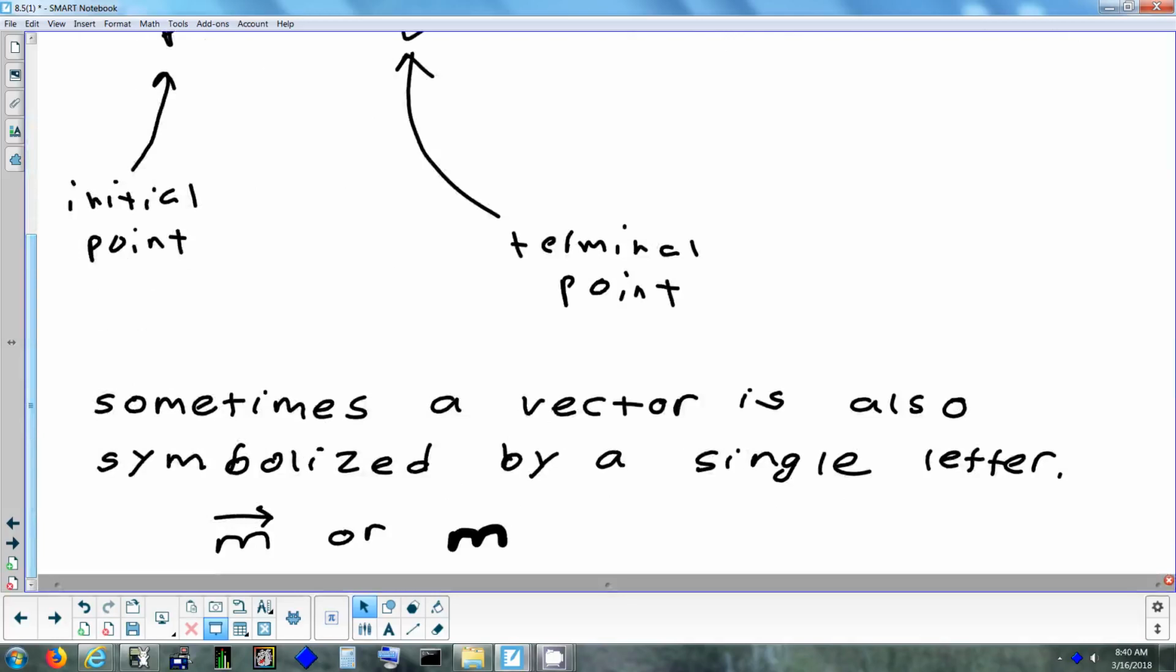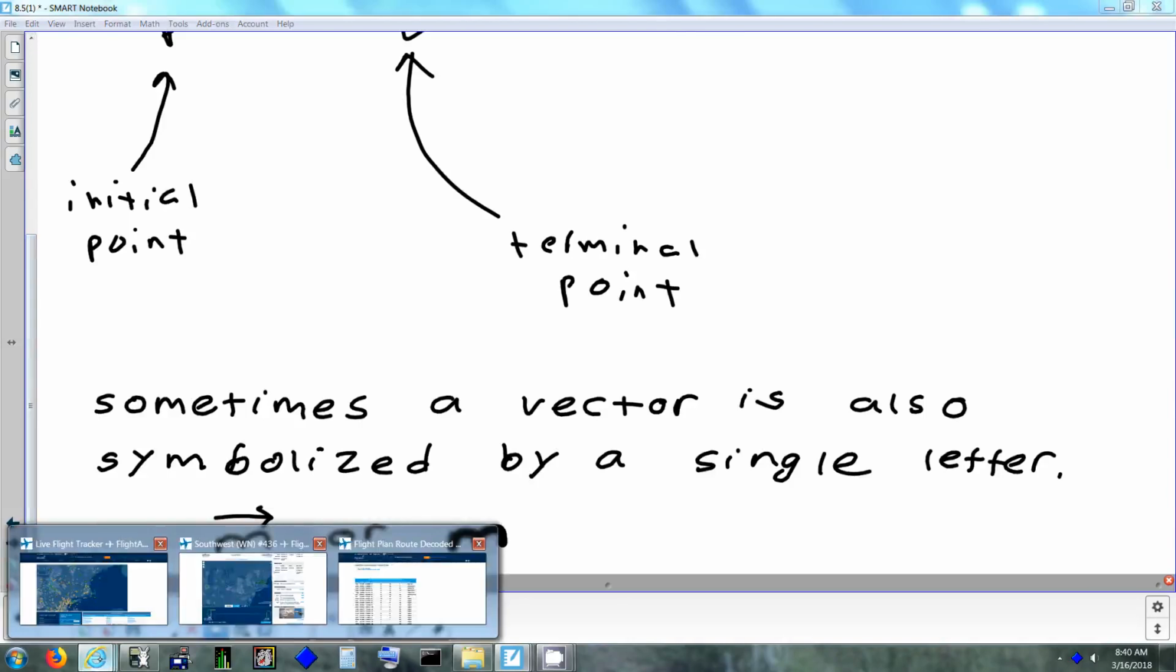2 ways to do that. 1, put an arrow on top. This arrow has nothing to do with direction. This arrow is just a generic symbol that means whatever letter is below it is a vector. And the arrow always points to the right. That's just the symbol.